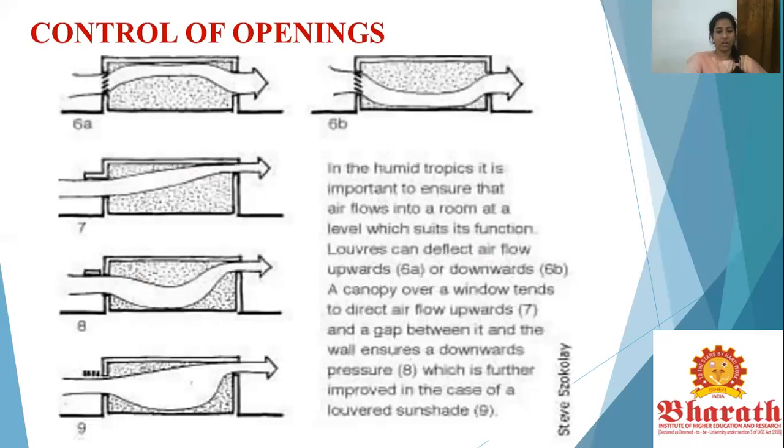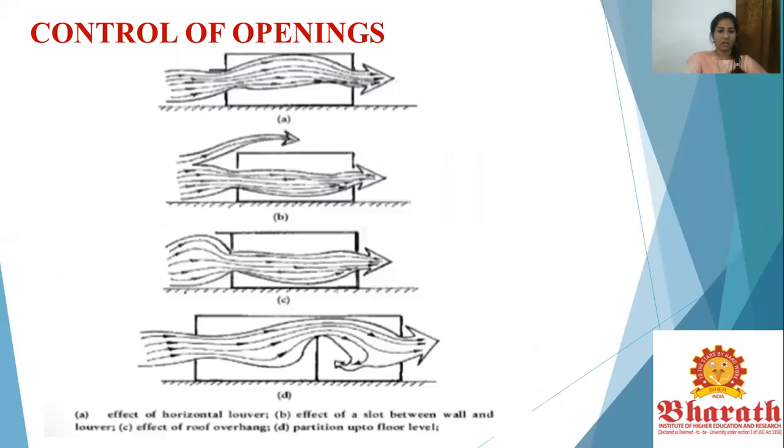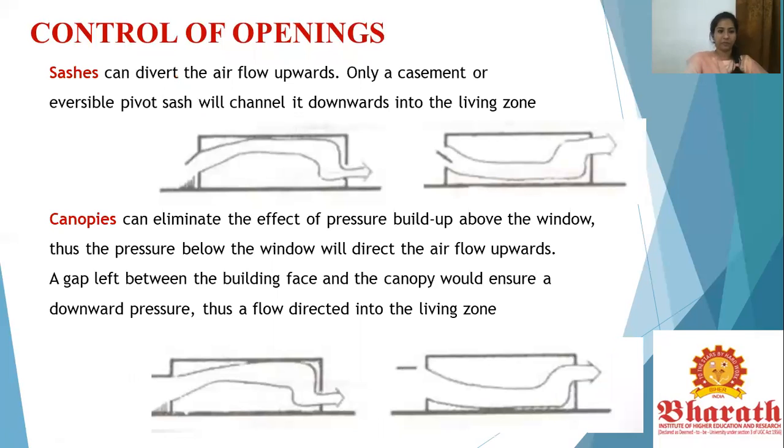Here are a few examples of how shading devices come in and help with the flow through openings, and how they control it. Another subcategory is how the movement of air behaves when you have a horizontal louver, or when there's just a small slot between openings, one with your roof overhang, another with your partition up to the floor level. So it's not only about the exteriors, but also the interior, how elements or walls can deflect and create pressures in the airflow.